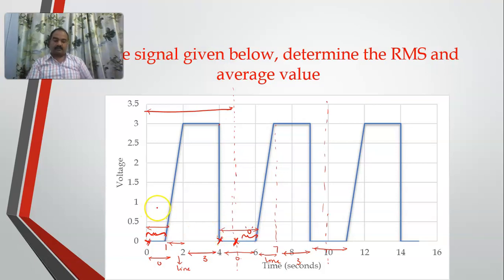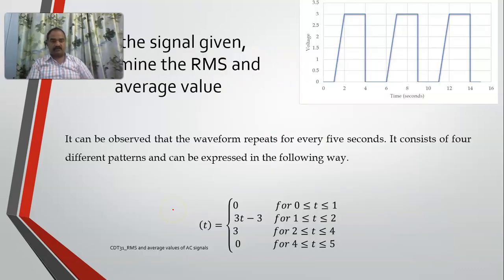Okay. So in this one, the time period is now up to 5 seconds. And in 5 seconds, how many parts are there? From 0 to 1, it is 0. From 1 to 2, it is a straight line. From 2 to 4, it is a constant value. So let us write the equations of this one. From 0 to 1, the value is 0.